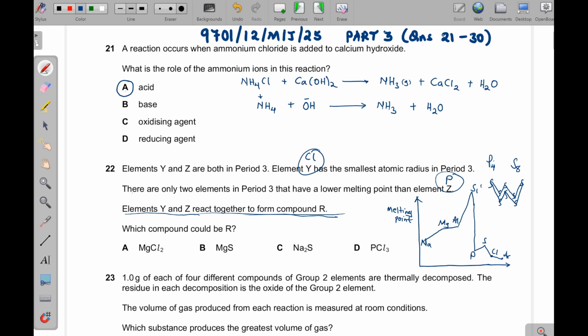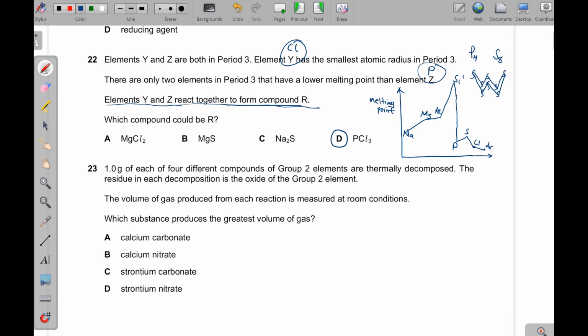So I look for phosphorus and chlorine. So it has to be this one here. You see? D.